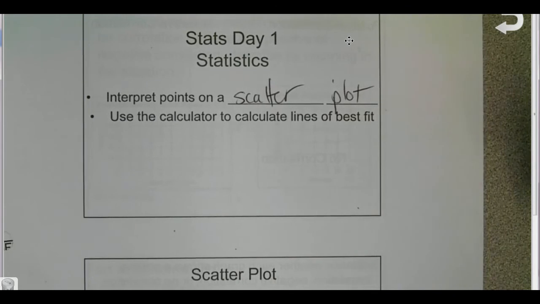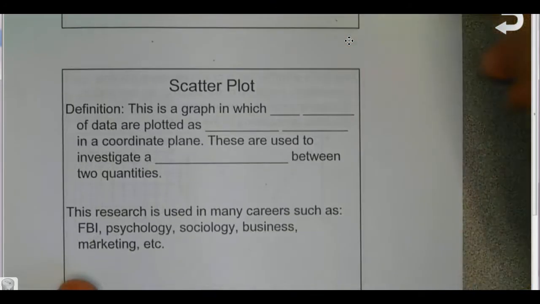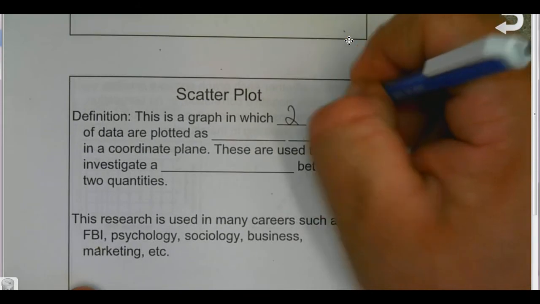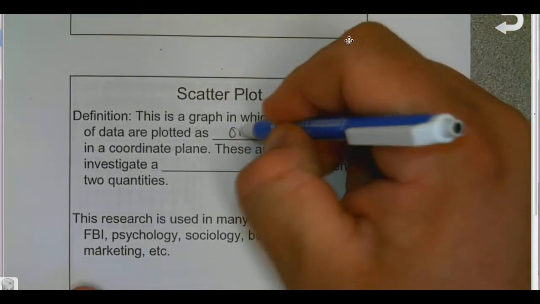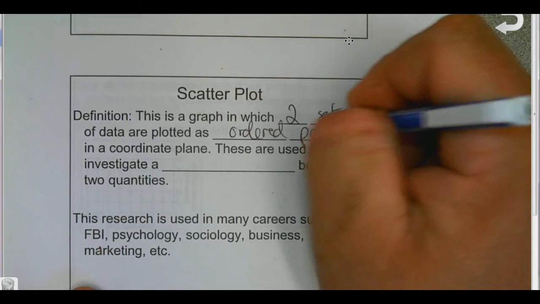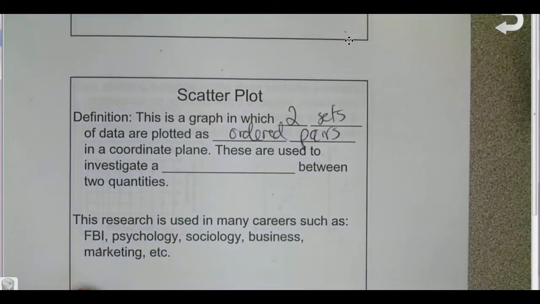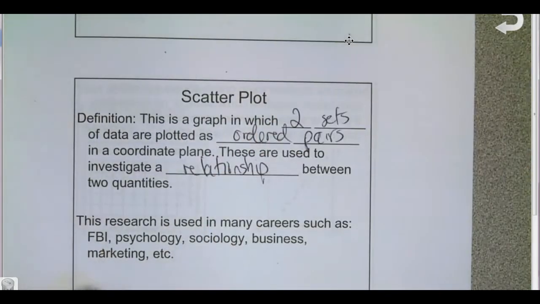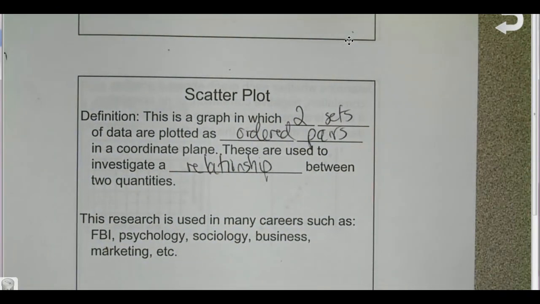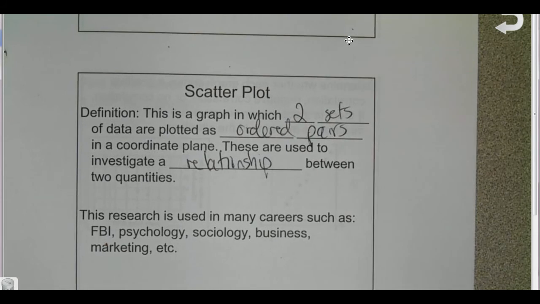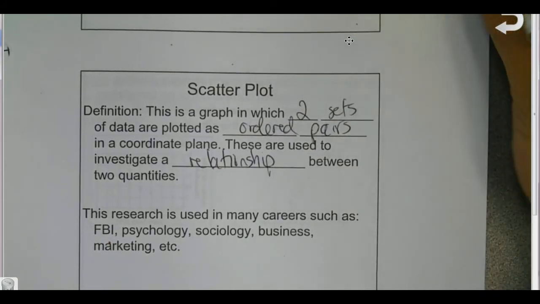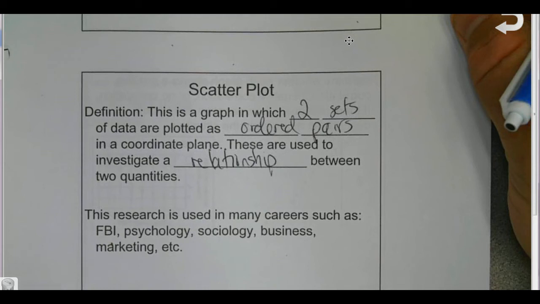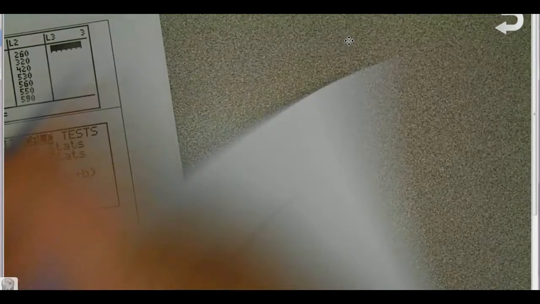A scatter plot is a graph in which two sets of data are plotted as ordered pairs in a coordinate plane. And these are used to investigate a relationship between the two quantities. And you always talk about how is math relevant. Well, any statistical or research-based field uses scatter plots. So, obviously, if you're planning on going into any research-based field or career, then certainly this will be right up your alley.